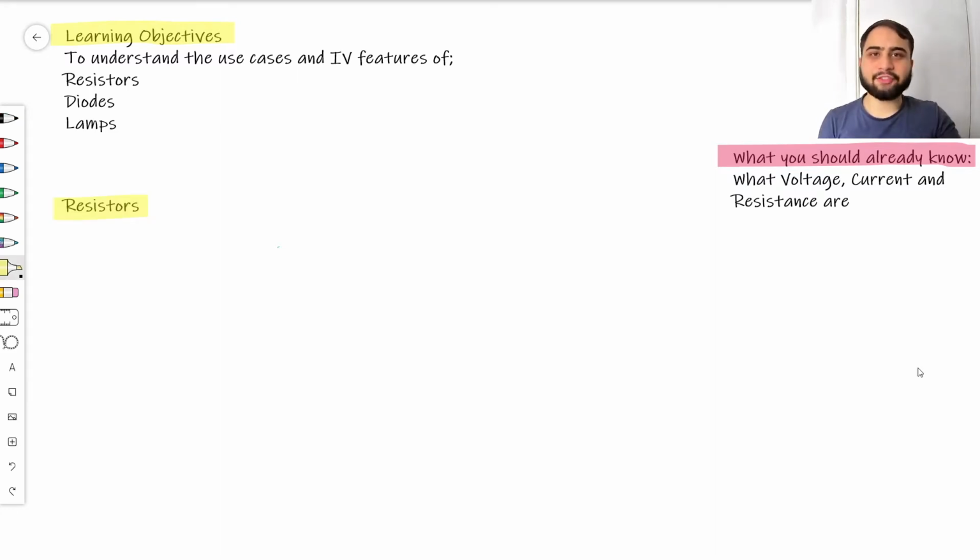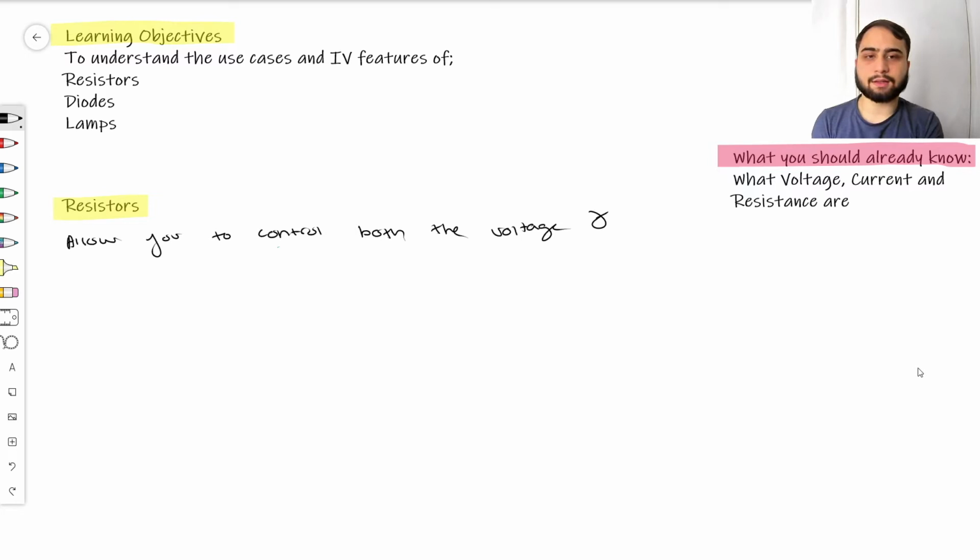Let's start off by having a look at resistors. So resistors are small components which allow you to control both the voltage and current flowing in a circuit.